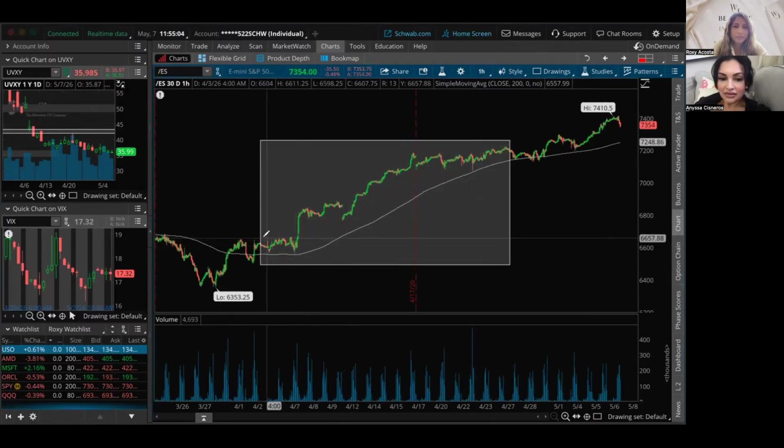Here's the 1 hour. Now look right here, it was consolidating, broke out, kind of sideways. That was a big jump right there. What day was that? On the 7th. But then look, we had a down day, a gap down, but then we went right back up.